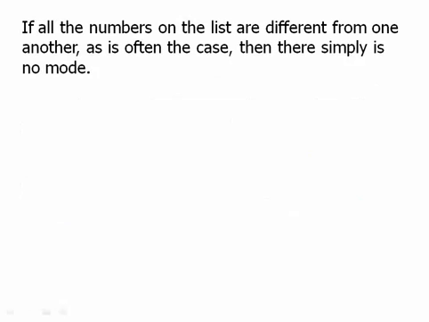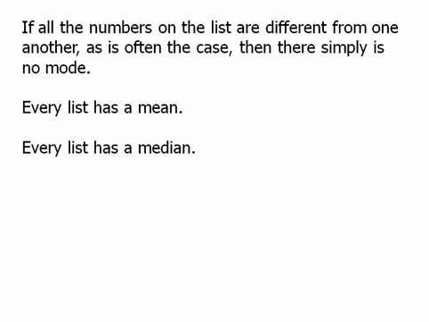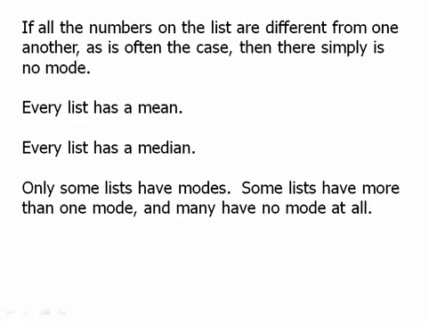If all the numbers on the list are different from one another, as is usually the case, then there simply is no mode. So sometimes there is a mode, sometimes there's more than one, and often there's just no mode at all. So think about this. Every single list on the planet has a mean. Every single list on the planet has a median. But only some lists have modes. Some may have more than one mode, and many have no mode at all. And so this is one of the big reasons why the mode is not nearly as important as the mean or the median.